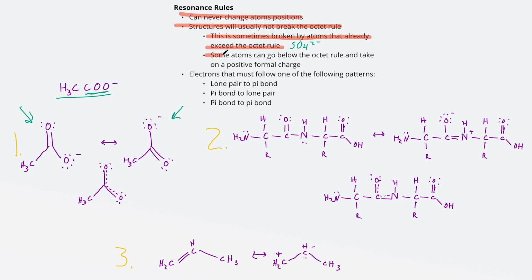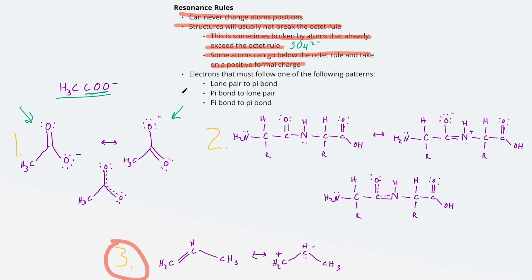And then another exception is that sometimes you're going to see atoms go below the octet rule. So they're going to end up having like 6 electrons in one of the resonance forms. And we'll look at an example for number 3 that breaks that rule.